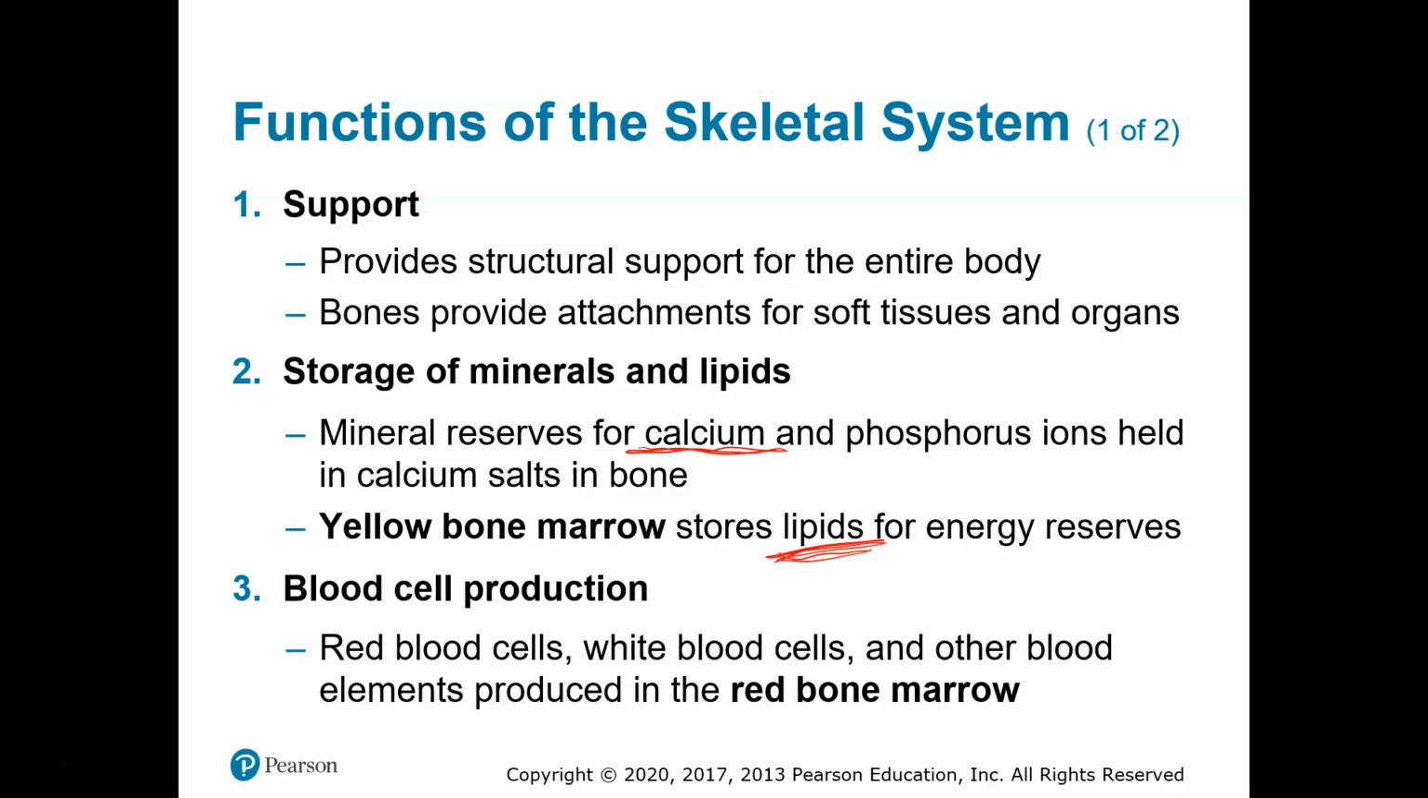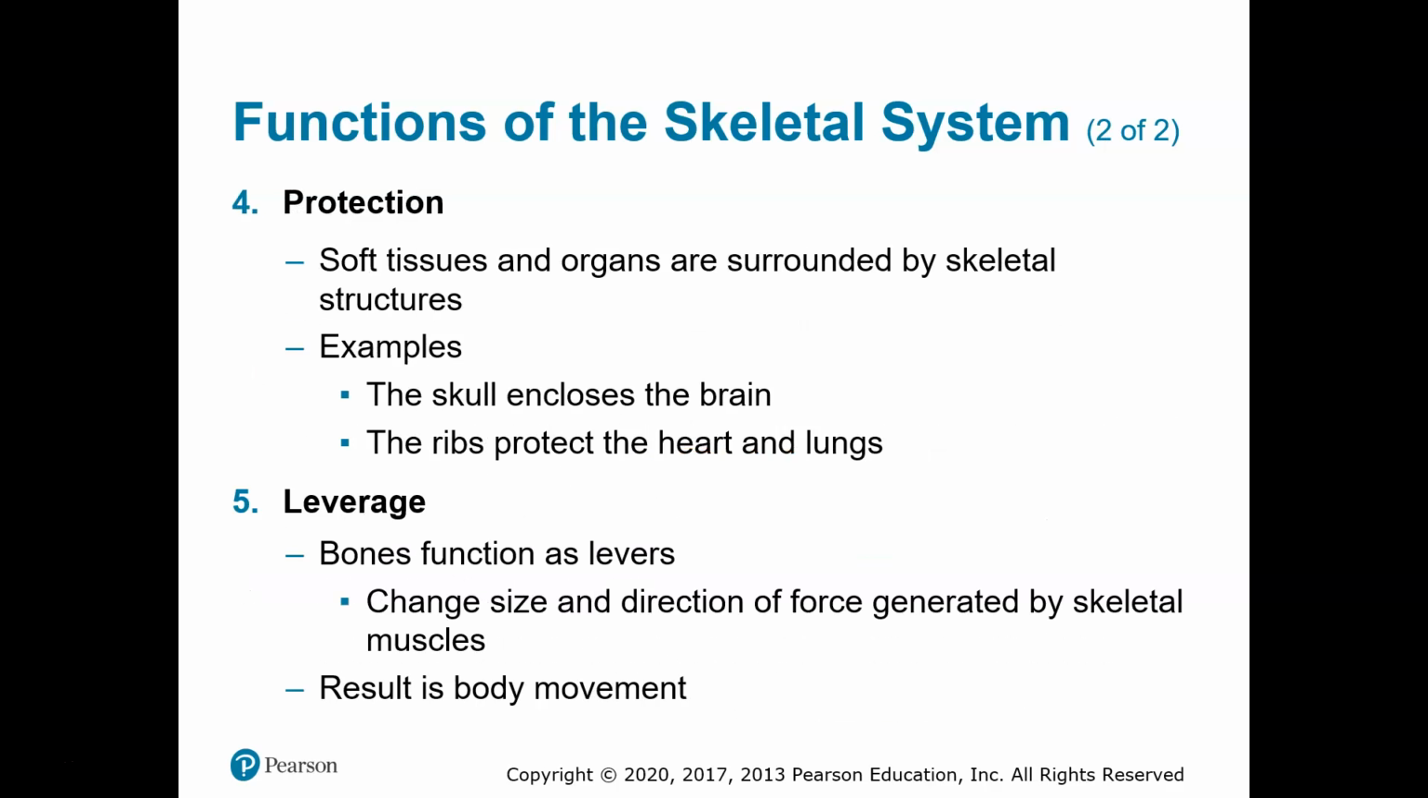The red bone marrow is where red blood cells, white blood cells, and other platelets are produced. Protection, for example, the skull protects the brain, the ribs protect the heart and lungs. Leverage. So in order to move the different parts of your body, the muscles have to have something to push against. So the bones serve as levers for the muscles to push against, and that's what enables you to move.